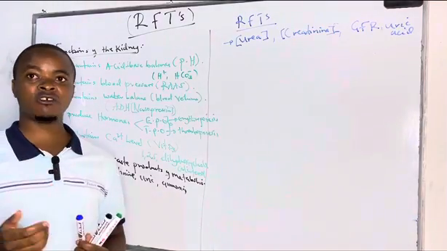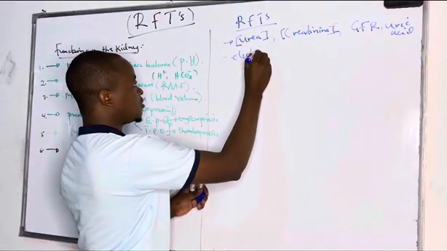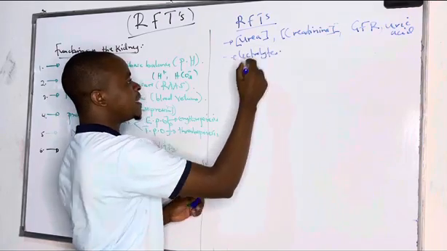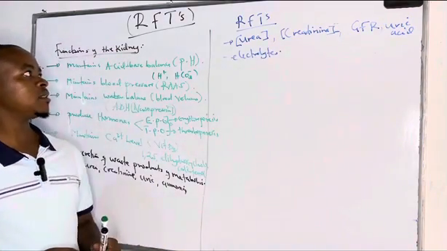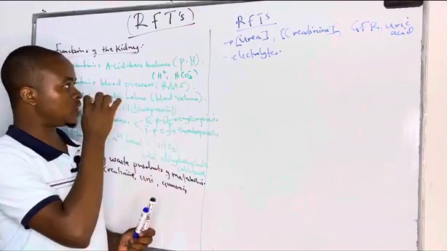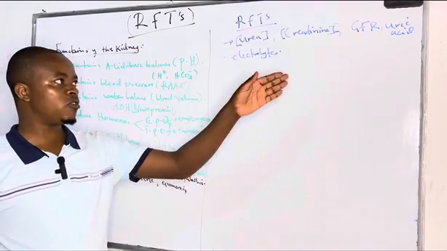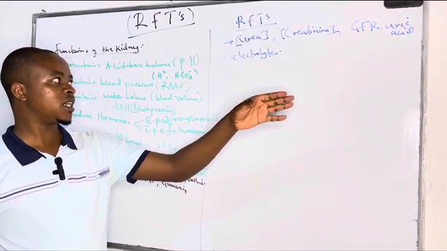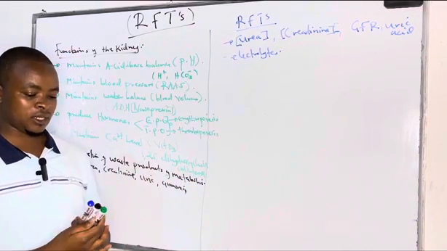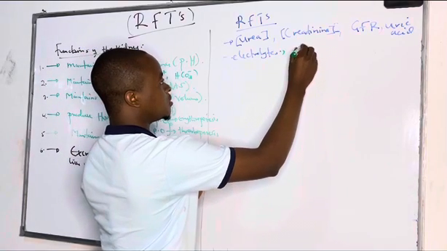Then plus electrolytes, which we shall see later on. So these are the major tests done under renal, whereby we have urea concentration, we have creatinine concentration, glomerular filtration rate, uric acid, electrolytes, and some advanced labs where we also do microalbumins.